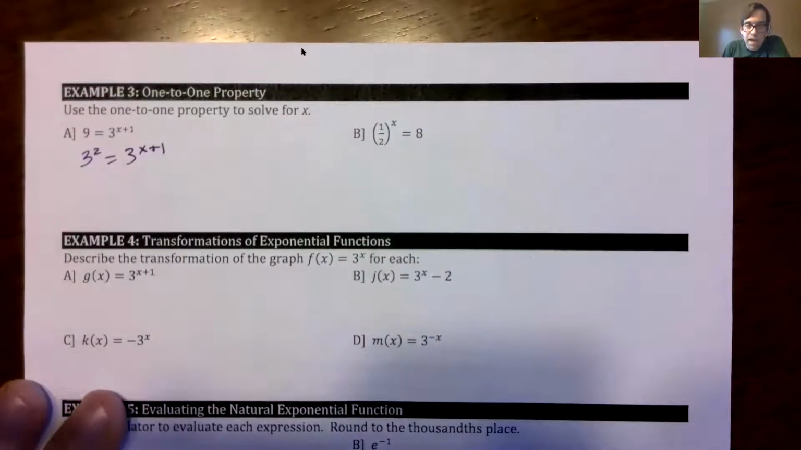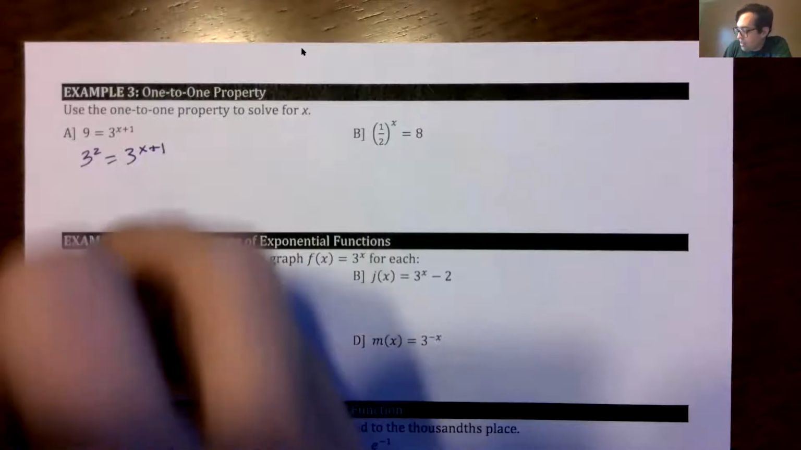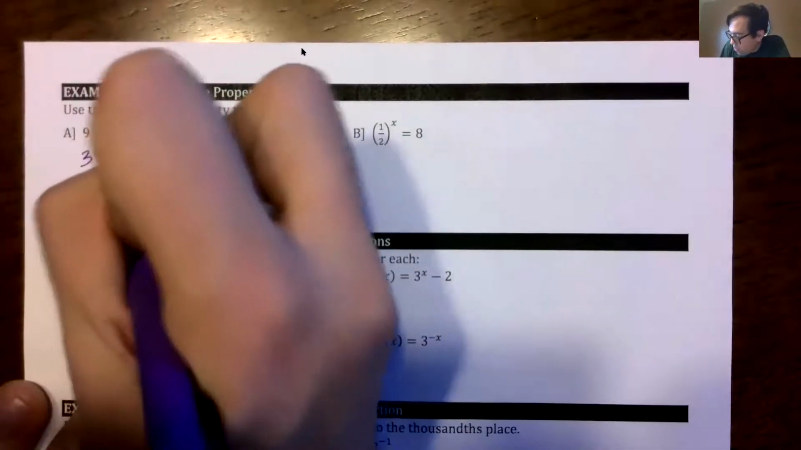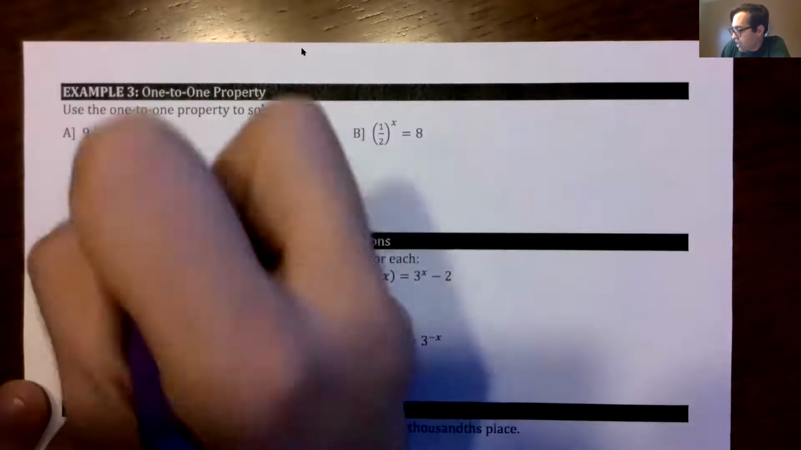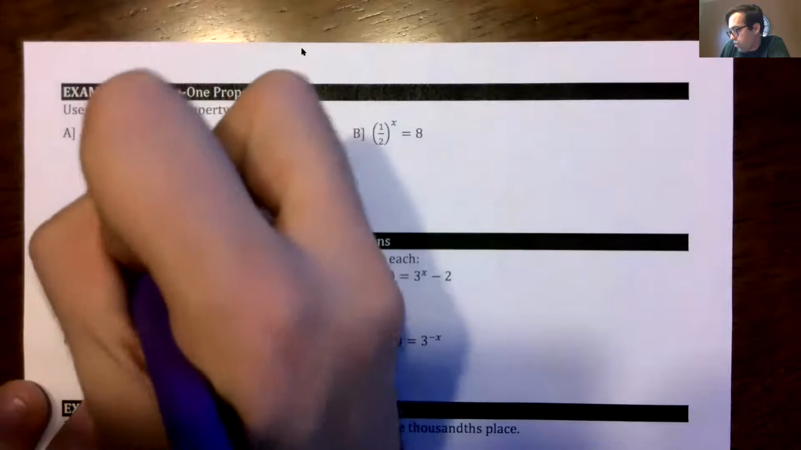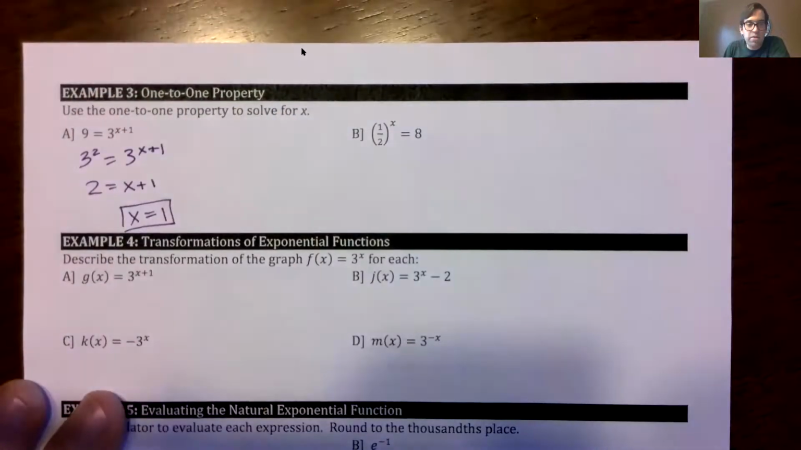And once I do that, now I have two sides of our equation with the same base. And I can just think of it as canceling out the bases. We can set the exponents equal to each other using that one-to-one property, and then we can solve for x. I'm going to subtract 1 to the other side, and I get x equals 1. I'm going to do the same thing in letter B, but this one's a little bit trickier.